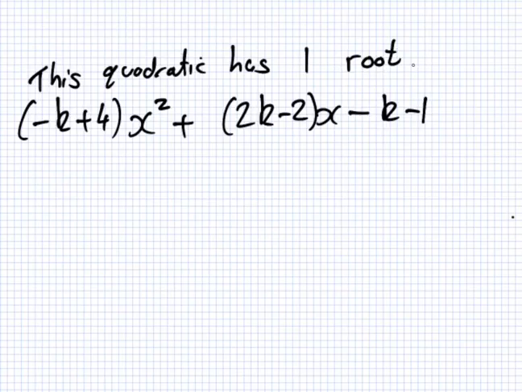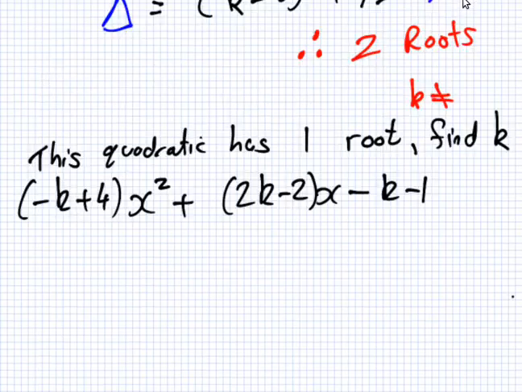So what do you think happens if I make k really close to 0? Is it still a quadratic? Yeah, because it's not 0. But it should kind of look linear, almost. Let's see what happens.